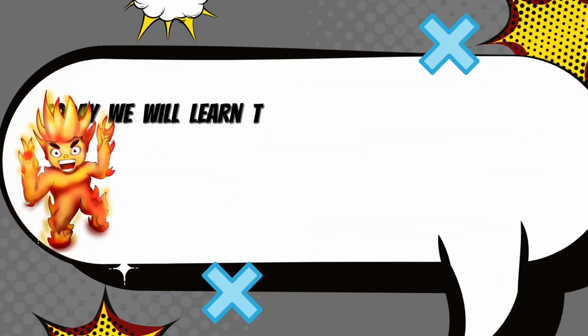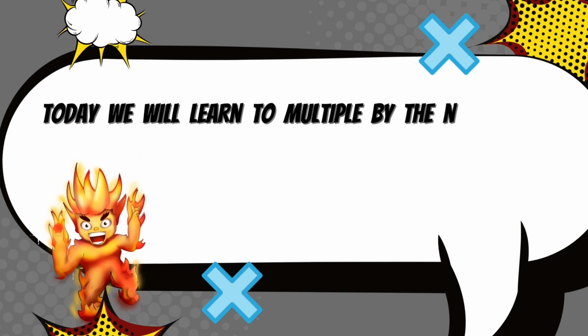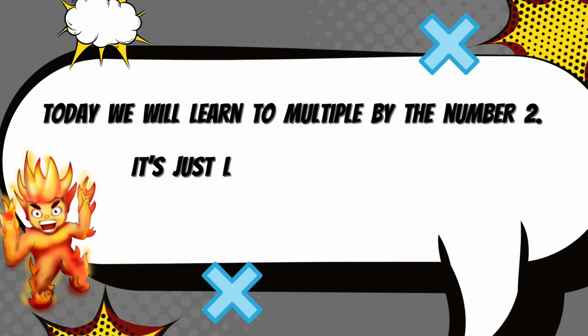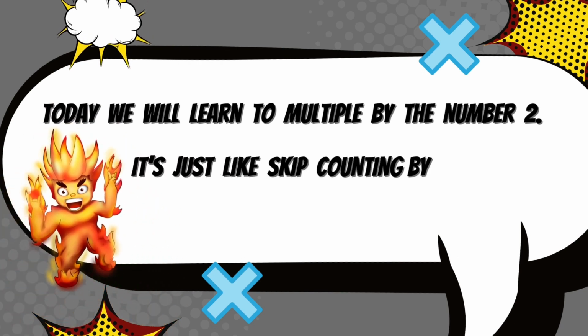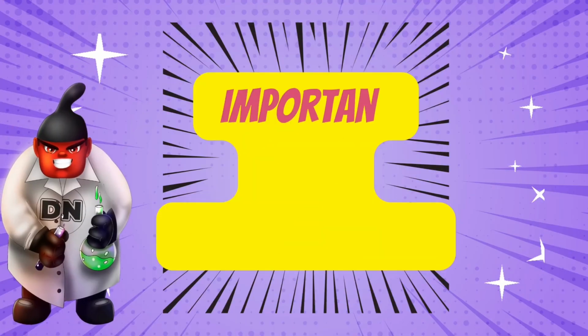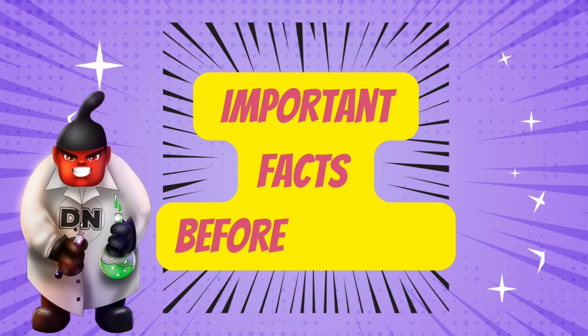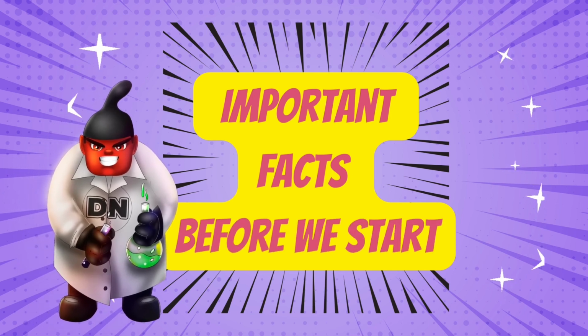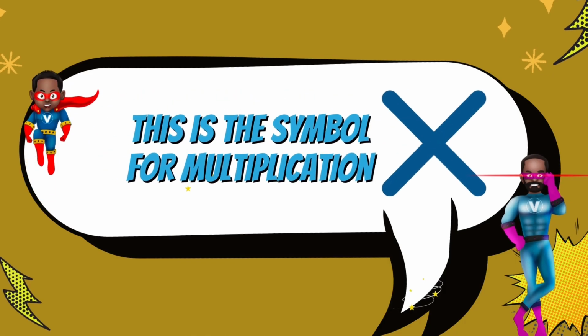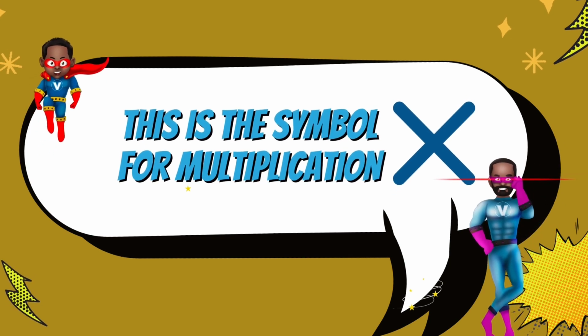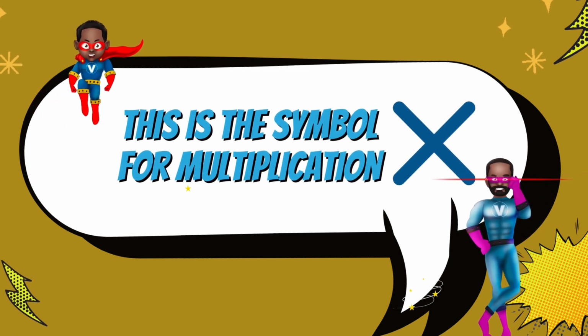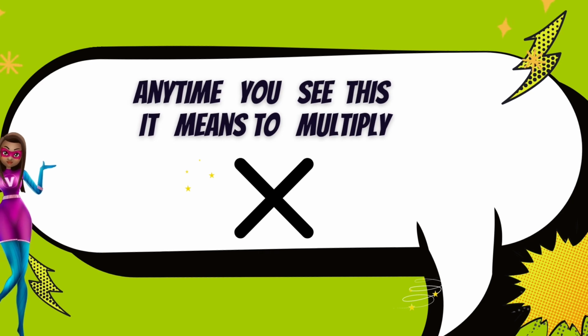Today, we will learn how to multiply by the number 2. It's just like skip counting by 2: 2, 4, 6, 8, 10, and so on. Important facts before we start. This symbol is for multiplication. Anytime you see this, it means to multiply.